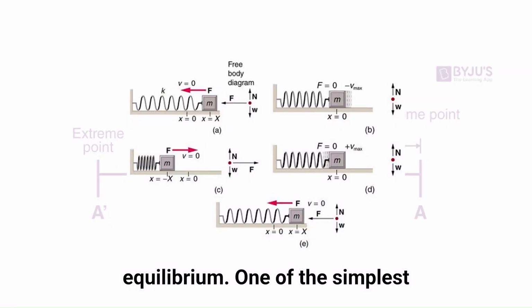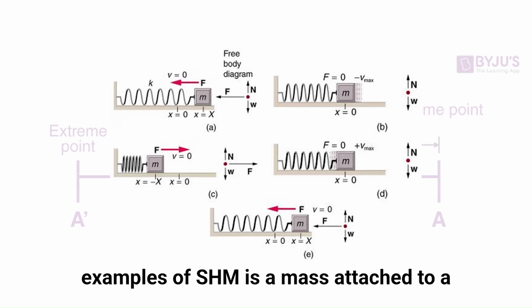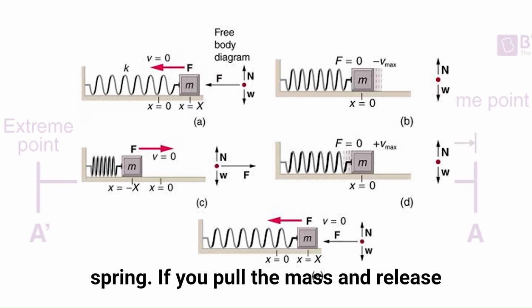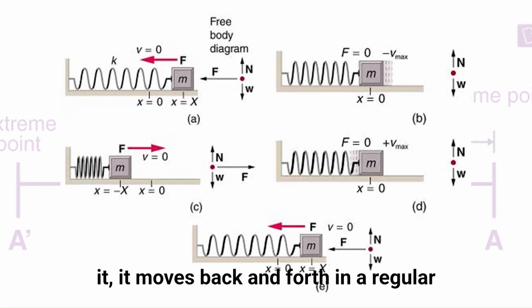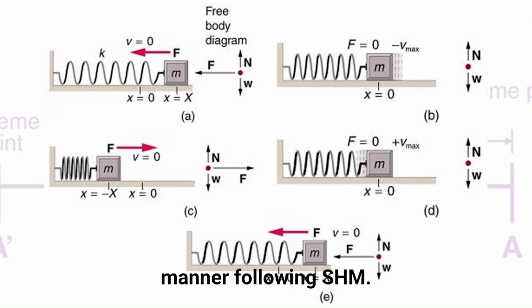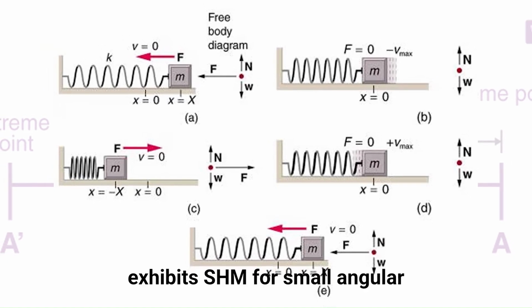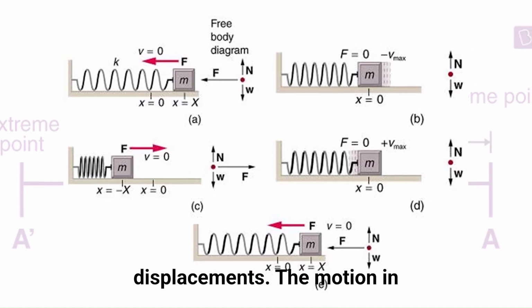One of the simplest examples of SHM is a mass attached to a spring. If you pull the mass and release it, it moves back and forth in a regular manner, following SHM. Similarly, a simple pendulum also exhibits SHM for small angular displacements.